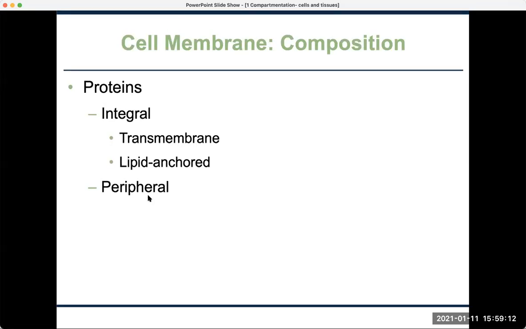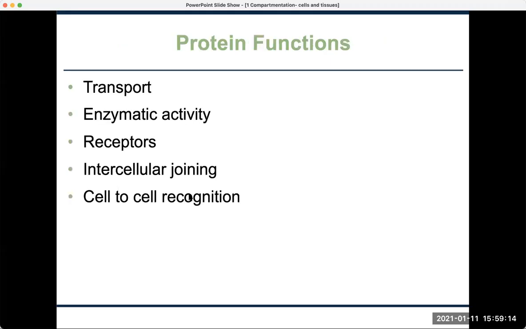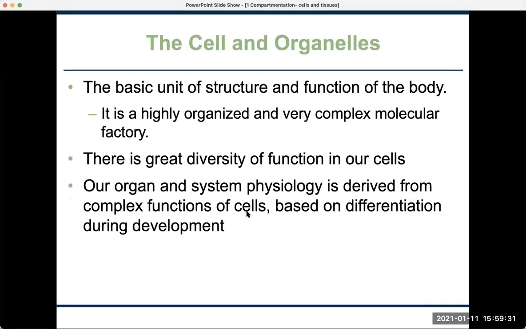Proteins, again, integral and peripheral. They are mainly for transportation. They help increase enzymatic activity. They are receptors for things to bind. They help with intracellular joining or adhesion, and then cell to cell recognition, which is just that the cells identify each other and can communicate.